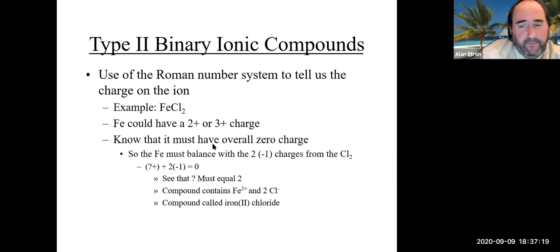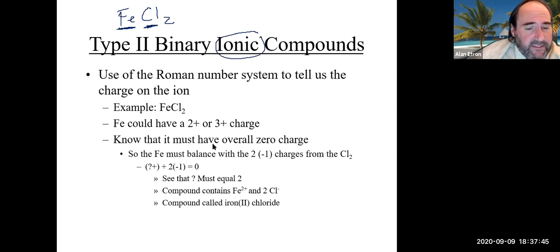Our metal comes from below the staircase where lead, tin, those guys are hanging out. And they can have a variety of charges depending on who they're attached to. So if we take a look at what we got here on the page, which is FeCl2, when we look at this, we see iron, which is a metal, Cl, which is a nonmetal. So that tells us it's an ionic compound still. The iron is a transition metal, which tells us it's type 2.